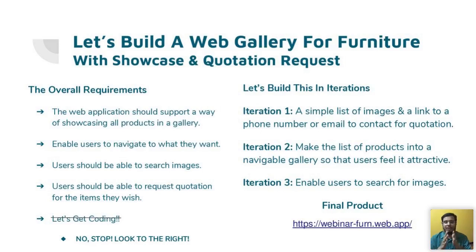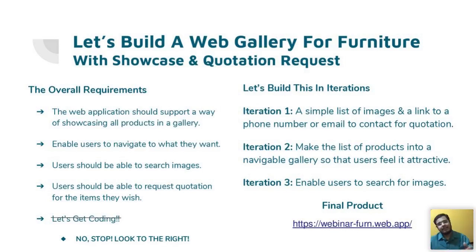So you should always have the picture of the end product in your mind, but you should always think in small iterations. So in our case, we are going to build a small MVP, right? Iteration 1. We'll build a small page that will display a list of images, and it will have a link with phone number and email to contact for quotation.